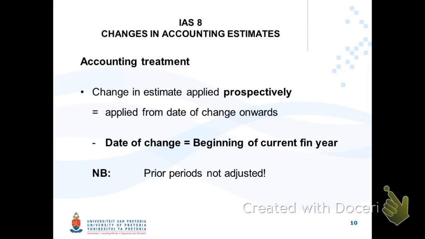So therefore, if your financial year runs from 1 January to the end of December and your change in your accounting estimate takes place in October, then it is deemed as if that change in accounting estimate has changed at 1 January of that year. We are not going to adjust prior periods. We will just apply this prospectively from the beginning of the current year.